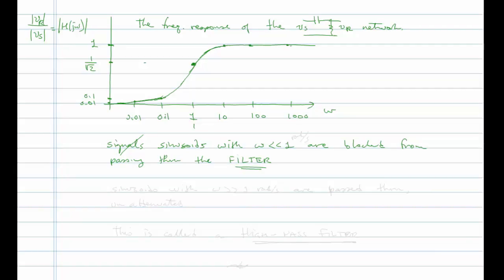Okay? It's the first time I'm using that term. It's just a term for this network that essentially filters. It doesn't allow sinusoids through that are much lower frequency than 1 radian per second. And sinusoids with omega much, much greater than 1 radian per second are passed through unattenuated. This is called a high pass filter, because it passes the high frequencies and it attenuates the low frequencies.